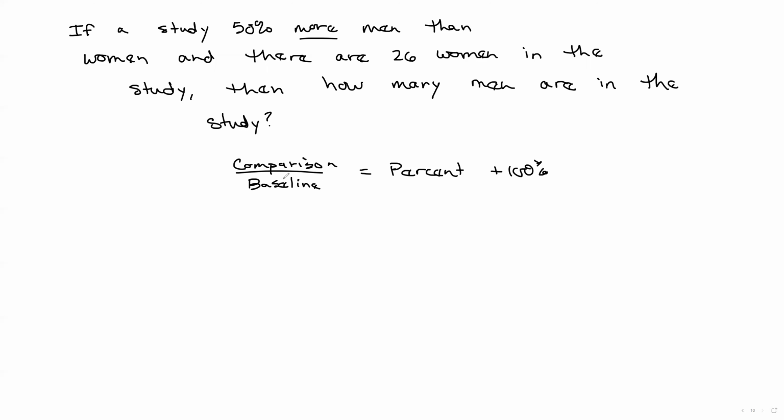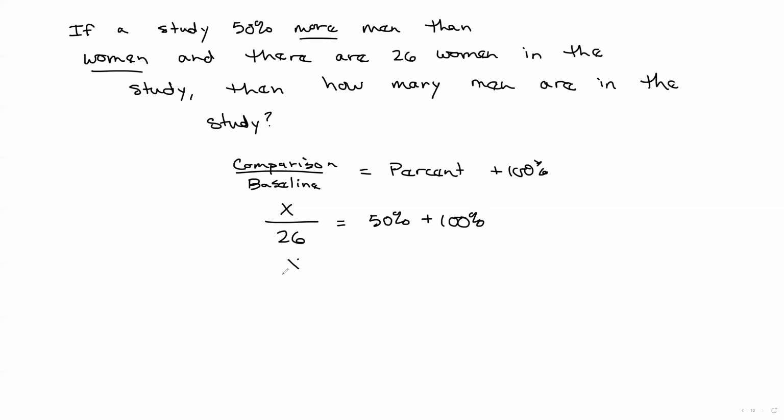If you've got 50% more men than women, the number of women is the baseline. The thing that occurs second is the baseline, so that goes on the bottom. The number of men is the thing we're comparing. So X is the number of men, that's what we're trying to find. The baseline is the number of women, which is 26. That equals the percent they gave us, 50%, plus 100%.